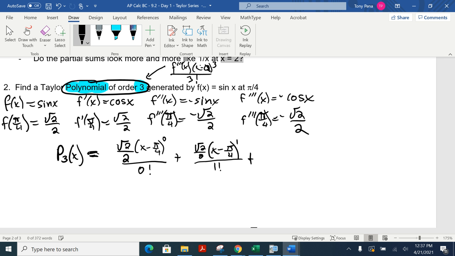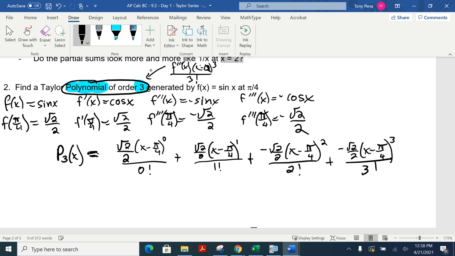Then we want all the second power, second degree stuff, so second derivative. The x minus pi over 4 has a second power over a second factorial. And then last one, again, since we want order 3, that means we want all the third derivative, third power, third factorial information. So it's another negative root 2 over 2. The x minus pi over 4 to the power of 3 over 3 factorial, and that is your answer.